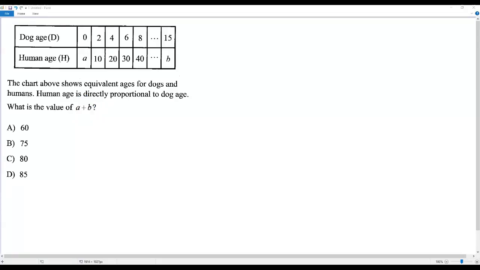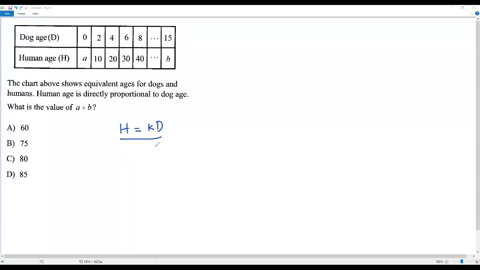For that we can consider the information we have here, that is, human age is directly proportional to dog age. Whenever two quantities are in direct proportion, there is an equation which connects the two variables. So human age H equals K times dog age D. This K is a constant of proportionality. Since human age is directly proportional to dog age, we write this equation.